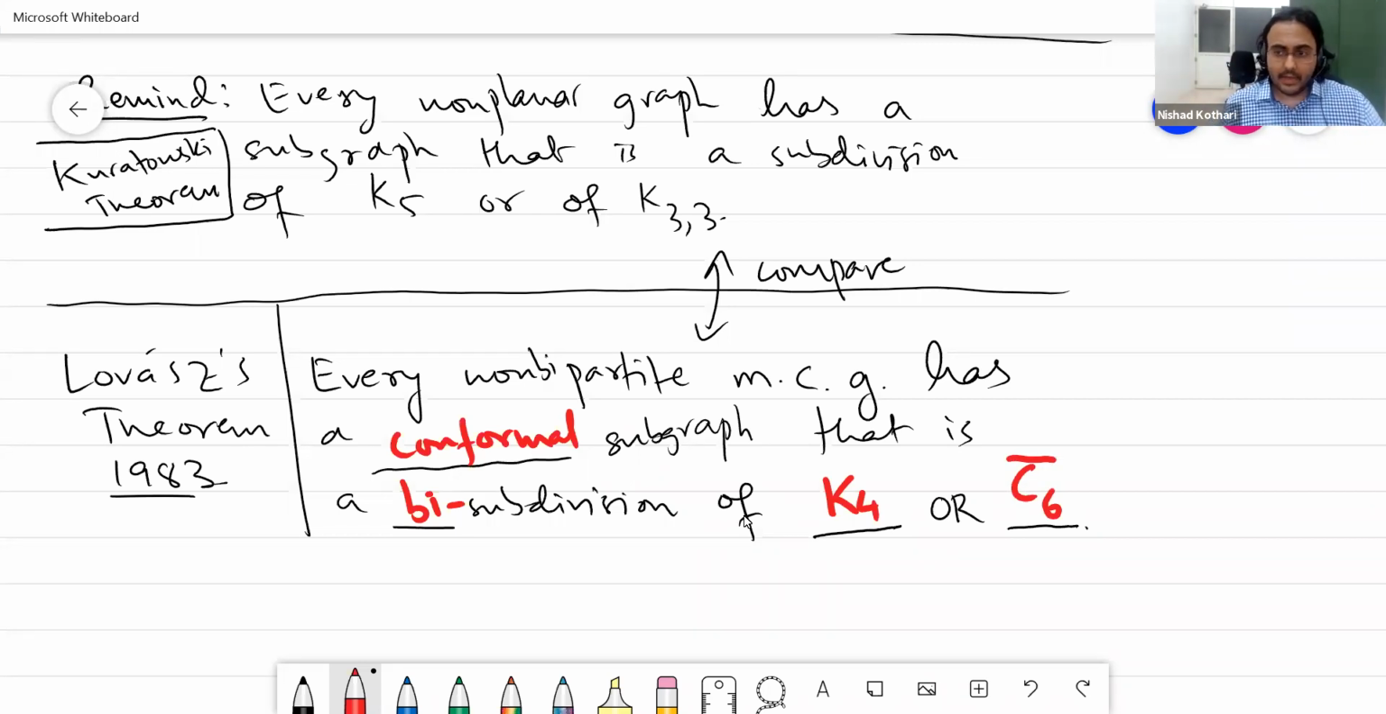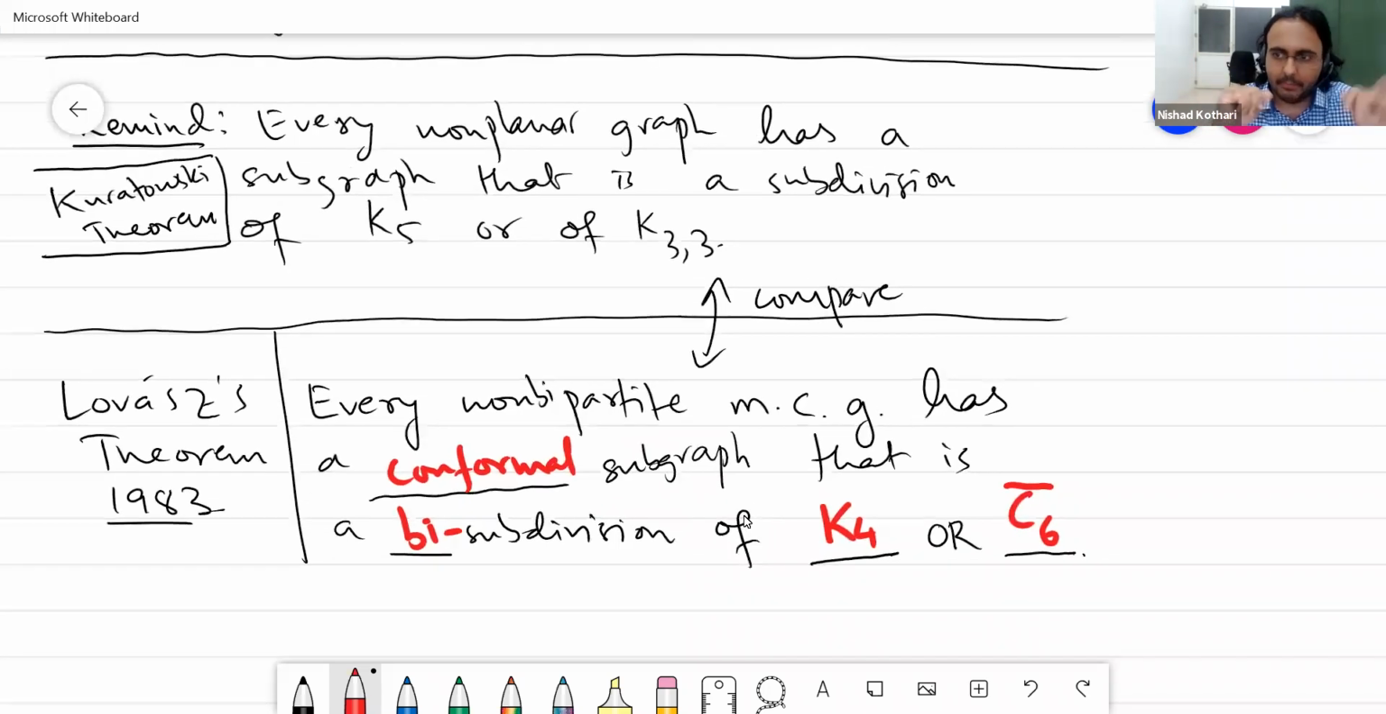Okay. So is the high level idea of Lovász's theorem clear? There are undefined terms. I'm going to define them. But I just want you to compare this theorem with Kuratowski's theorem. Are there any questions at this point, apart from the terms I have not defined?